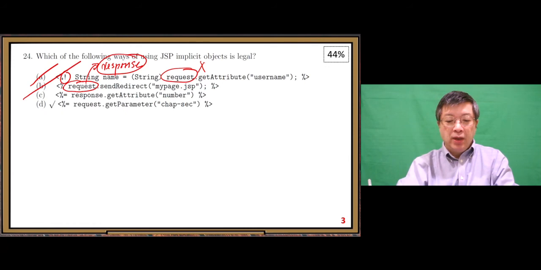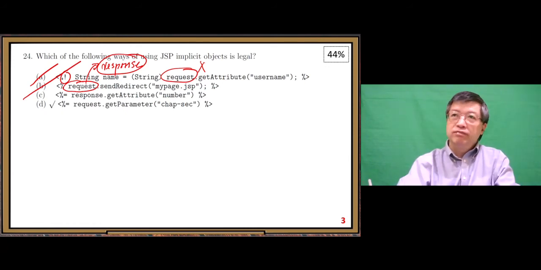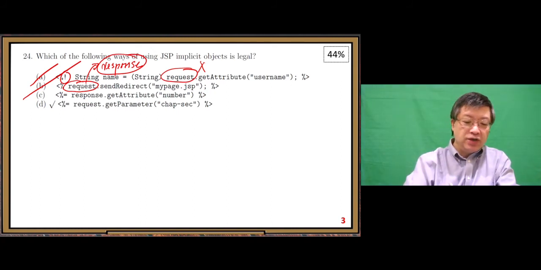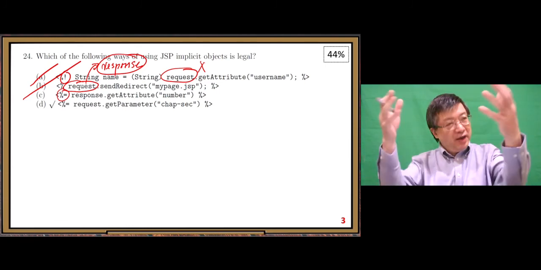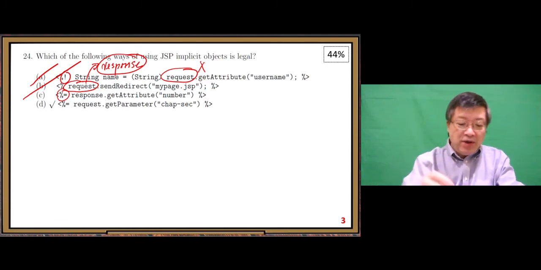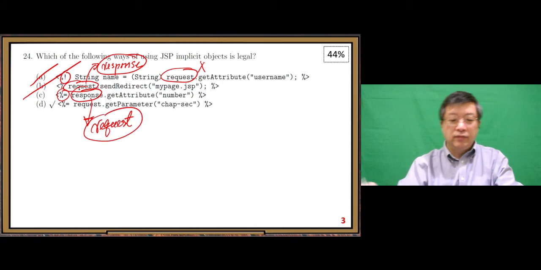C, why is C wrong? Some students couldn't find the problem in C. This is a JSP expression. We want to get a parameter, right? But when you get a parameter, you cannot use the response object. You should use the request object, request dot getAttribute. Then it's okay.